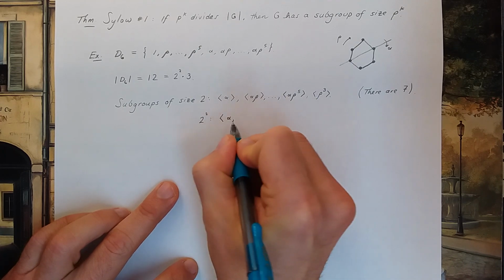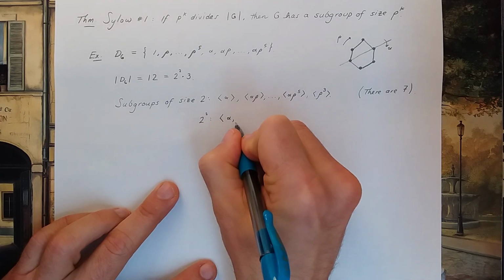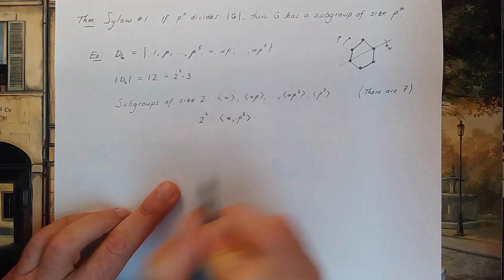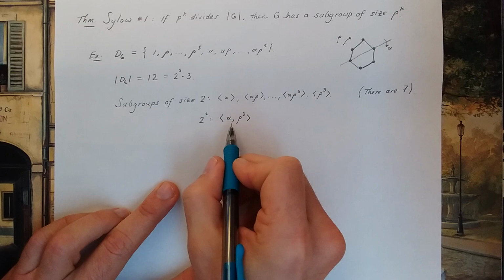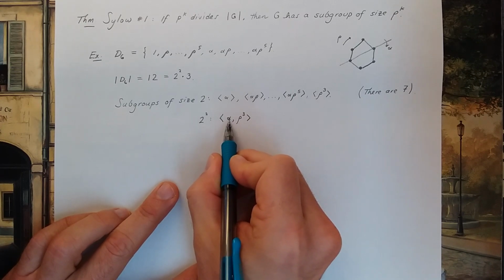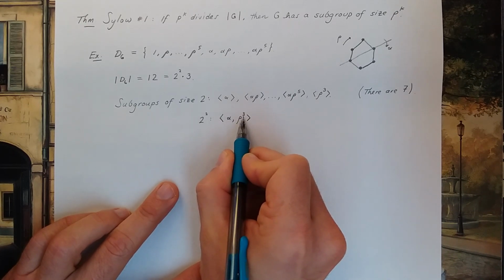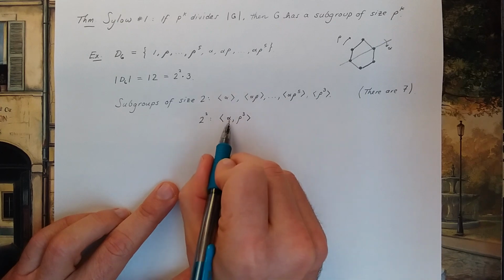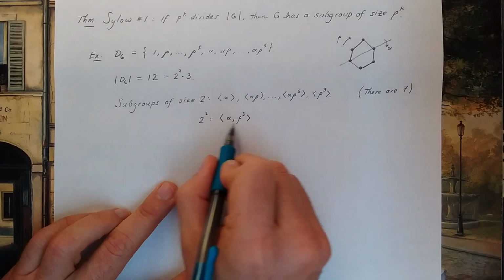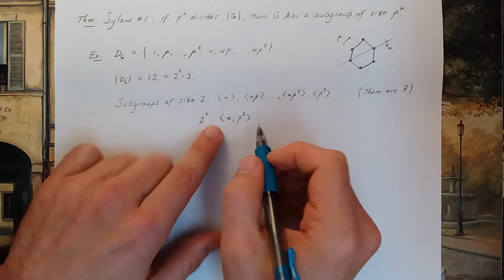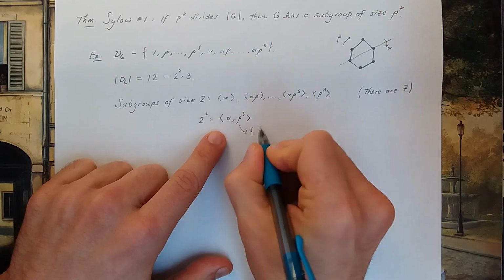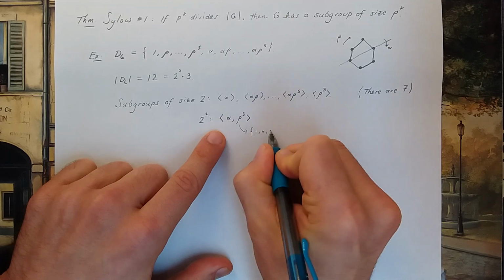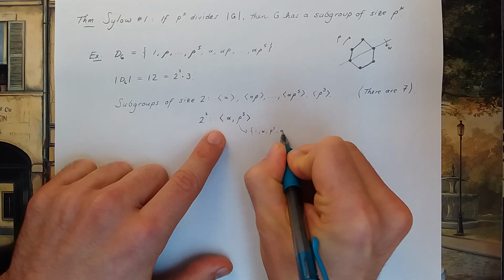It's the subgroup generated by alpha and rho cubed. So this is the notation for the smallest subgroup that contains both alpha and rho cubed. So it's all possible products of alpha and rho cubed that allow you to get a subgroup. And this is a 4-element group. In fact, this is the group 1, alpha, rho cubed, and alpha rho cubed.